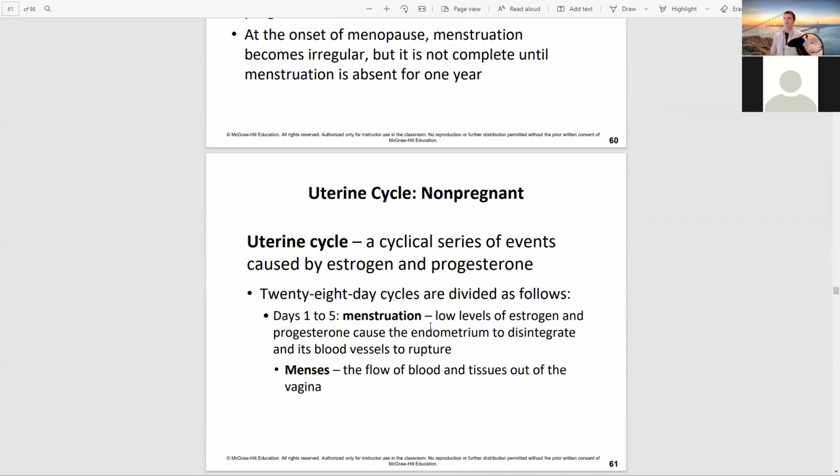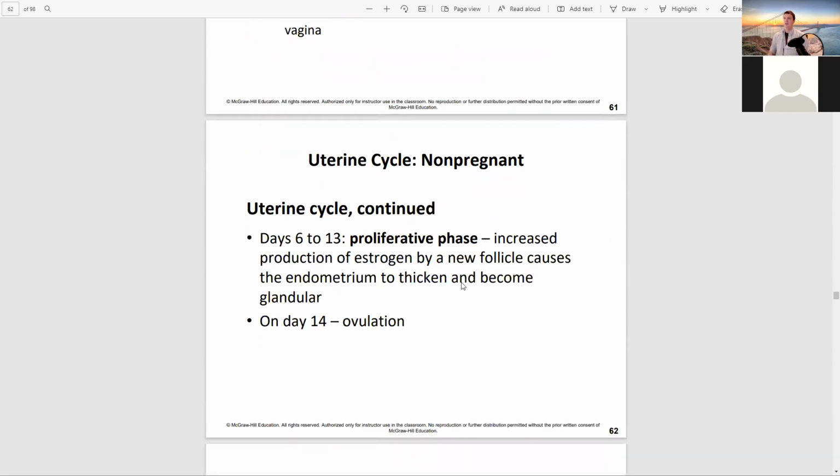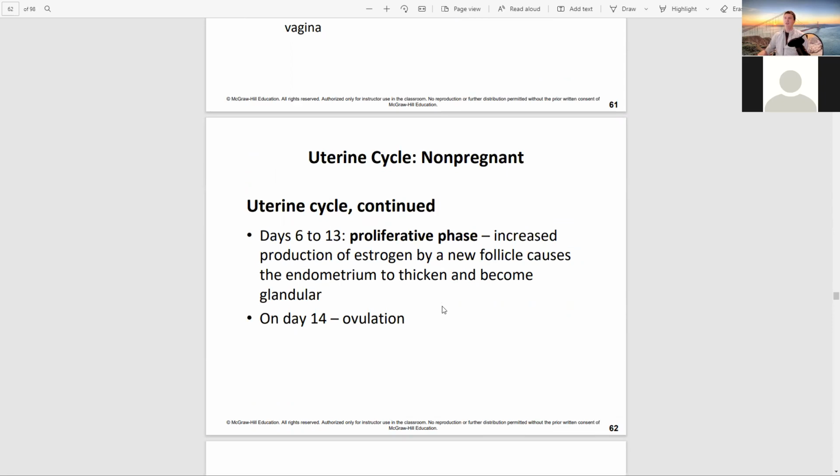So the uterine cycle is a cyclic series of events caused by estrogen and progesterone. 28-day cycles are divided as follows. Day 1 to 5, menstruation, low levels of estrogen and progesterone cause the endometrium to disintegrate and its blood vessels to rupture. So menses is the flow of blood and tissues out of the vagina. Day 6 to 13 is the proliferative phase. Increased production of estrogen by a new follicle causes the endometrium to thicken and become glandular. And on day 14, you have ovulation.